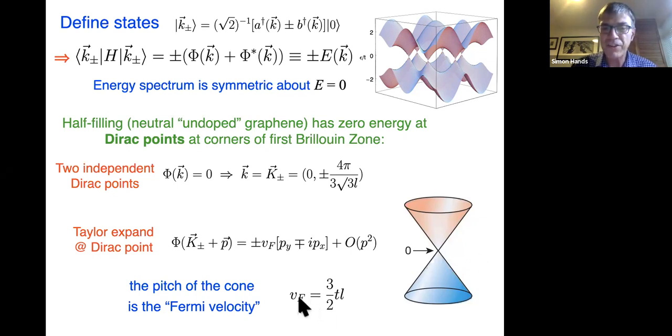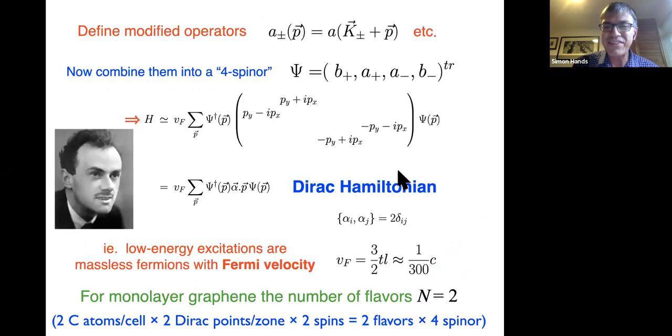The pitch of the cone, the Fermi velocity, can be related to the fundamental lattice parameters and tunneling strengths in the original Hamiltonian. And what it means is that if you go away and look up what those numbers are, then the Fermi velocity is not the same as the speed of light. It's about 1/300th of the speed of light.